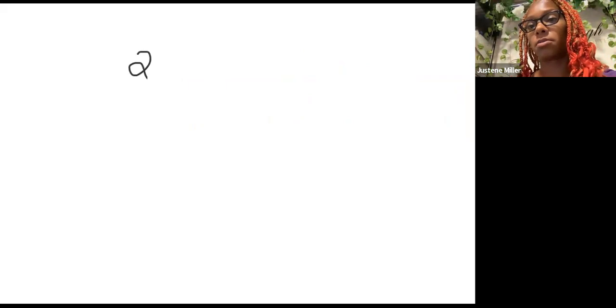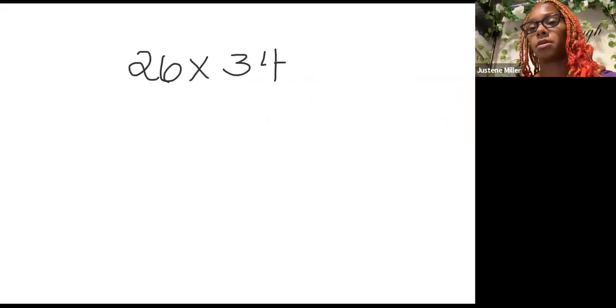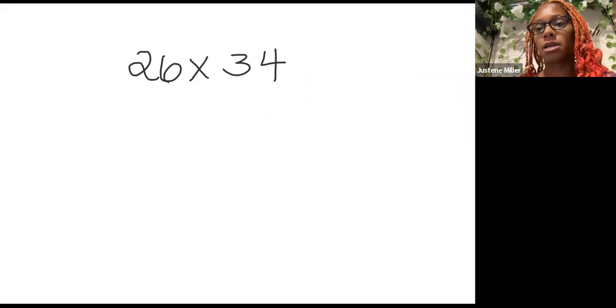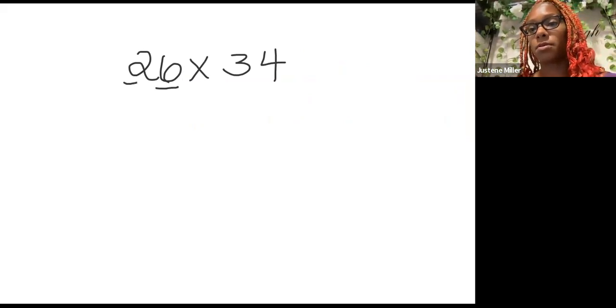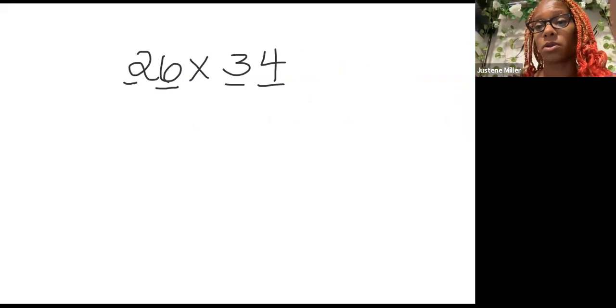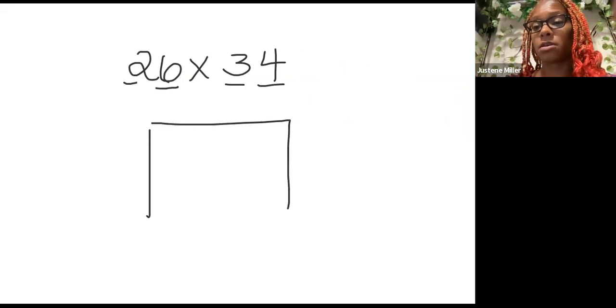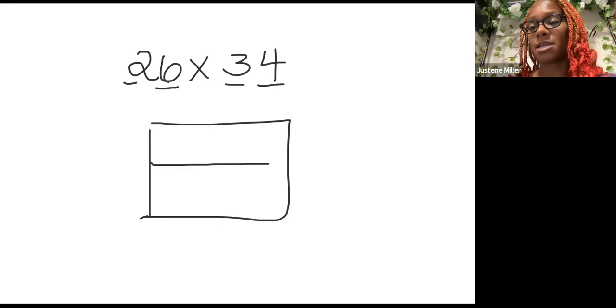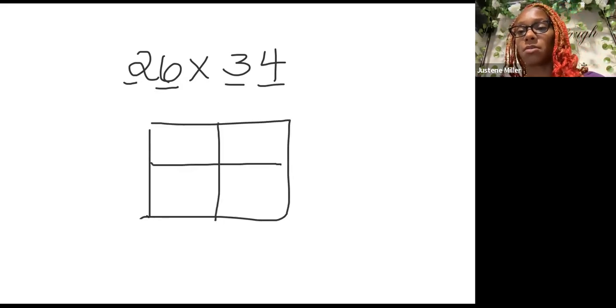Our first problem for today, let's start with something not too hard. Let's do 26 times 34. I look at how many digits I have: 2 by 2. That means I need 4 boxes. Let me do that again. That's 2 digits by 2 digits, so I need 4 boxes. I'm going to create my large box first. On this side I need 2, and at the top I need 2. Altogether, I need 4.